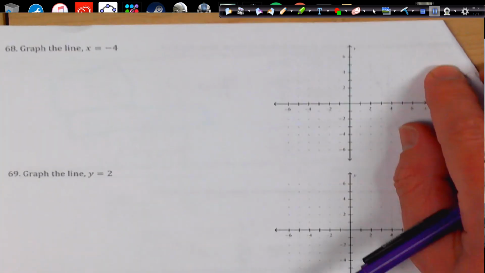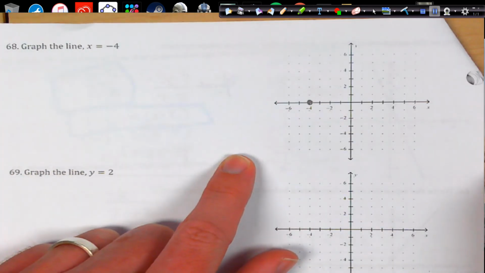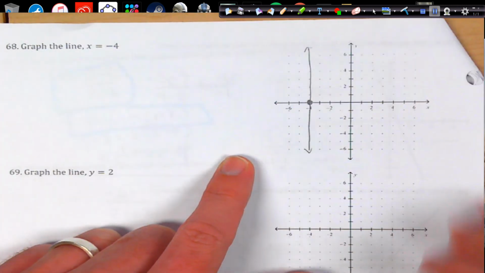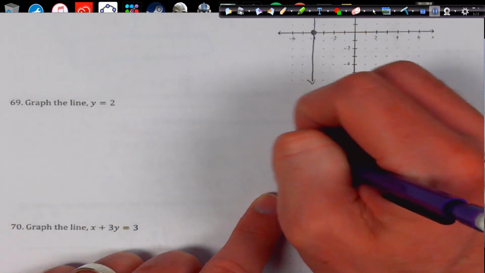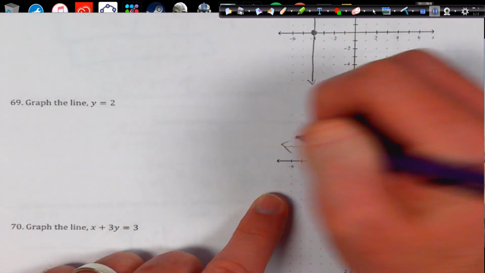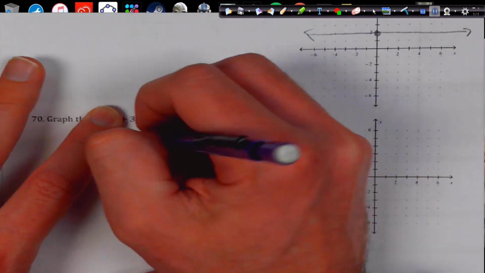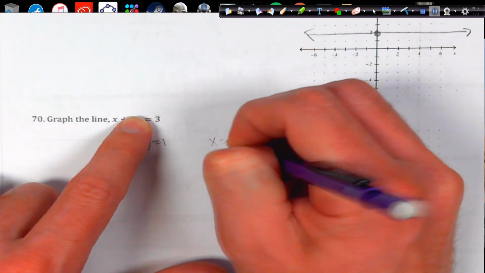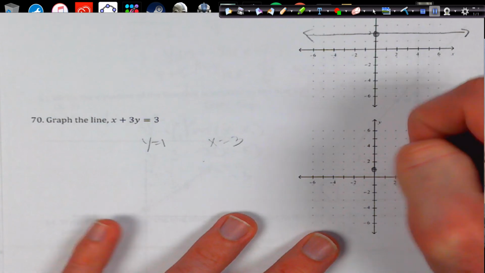To graph x equals negative 4, go to negative 4, and it can only hit the x-axis, so it's got to go up and down. Y equals 2, go to y equals 2, can only hit one axis, so it's got to go left and right. This one we can graph using intercepts, so that's going to be 3y, so y equals 1, and x will equal 3. So I can plot those points, and just draw a line through them.